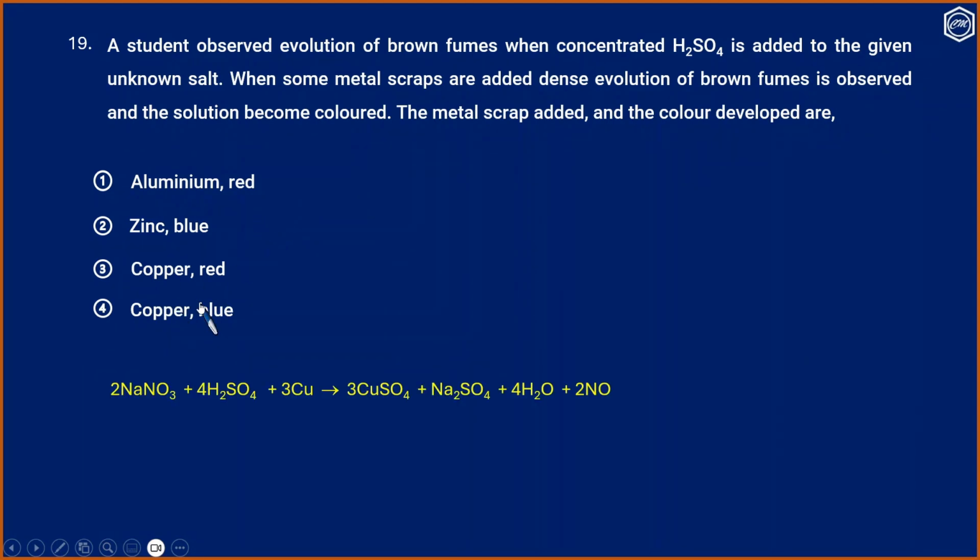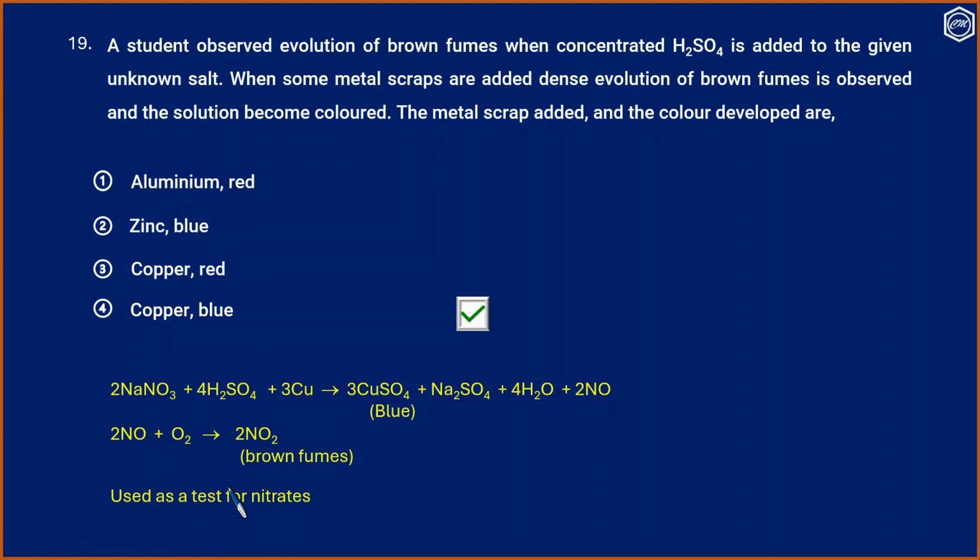And we know that when nitrates are heated with concentrated sulfuric acid in presence of copper turnings, that is small pieces of copper, it is converted to copper sulfate and nitric oxide is produced. Nitric oxide further undergoes oxidation to give nitrogen dioxide, which is brown in color. And the blue color is due to the formation of copper sulfate. So the correct answer should be the fourth option, that is copper and a blue color. This reaction is used as a test for nitrates.